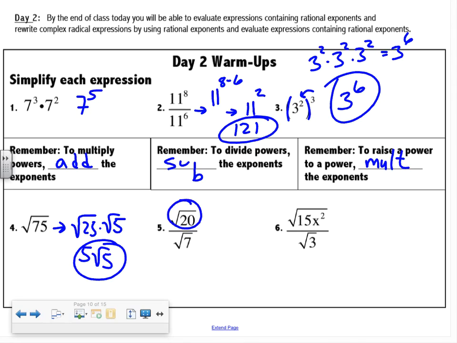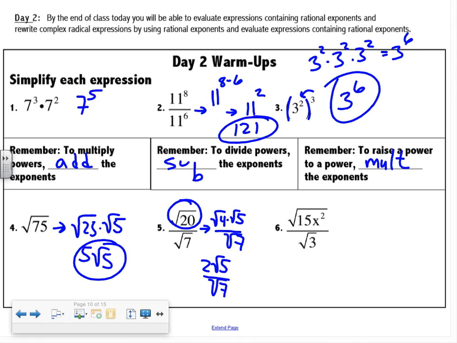Well, the biggest perfect square that goes into 20 is 4. So you could rewrite this whole thing as the square root of 4 times the square root of 5 all over the square root of 7. Keep going. The square root of 4 is 2. So this is 2 square roots of 5 all over the square root of 7. Now it's going to make sense to try to rationalize the denominator.